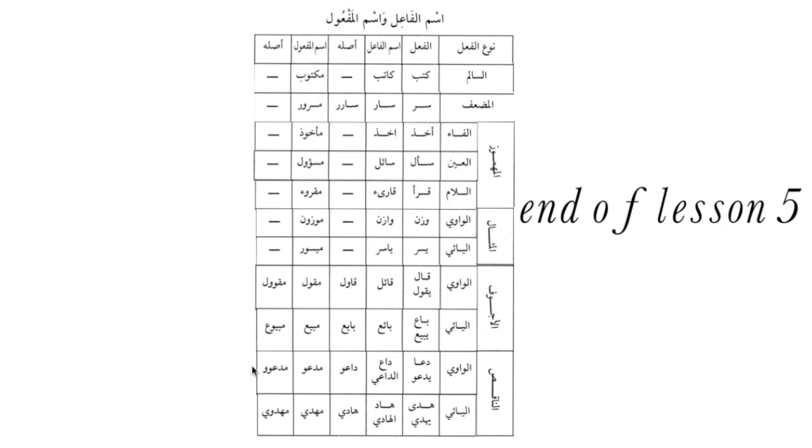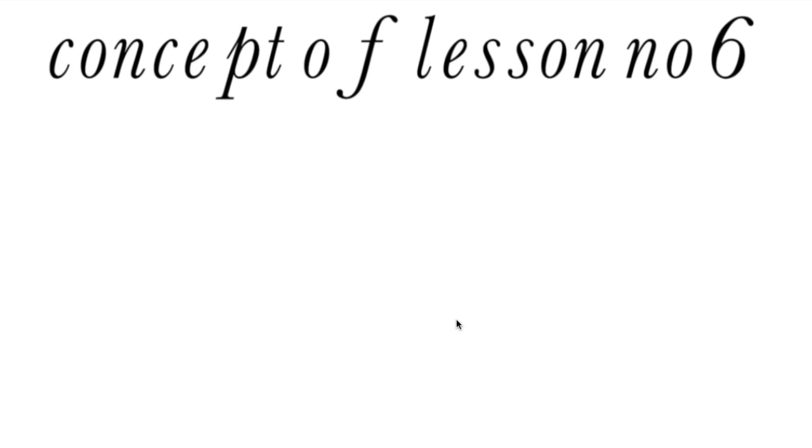So hopefully we should be able to understand how the ism fa'ils are formed from different types of verbs: mahmuz, misal, ajwaf, naqis, and how the ism maf'uls are made and what the original pattern is. So let's go now to our concept of lesson number 6. Lesson number 6 is quite easy and simple. We've already introduced this in our lesson number 1 from book 3.